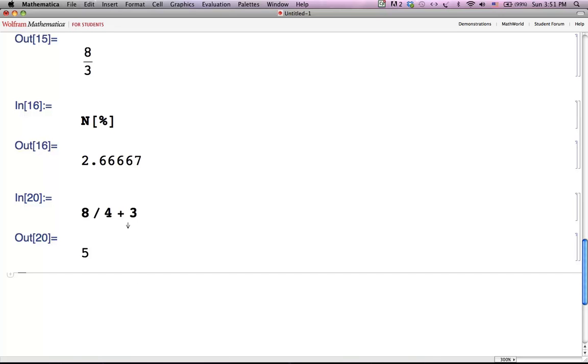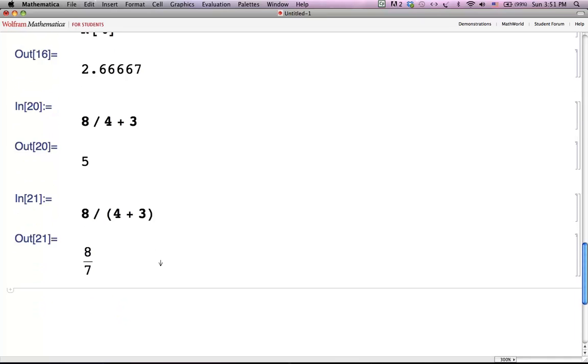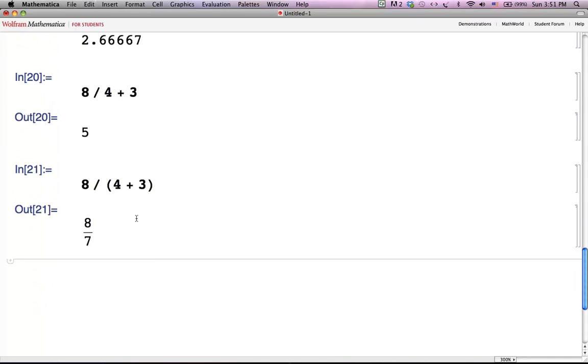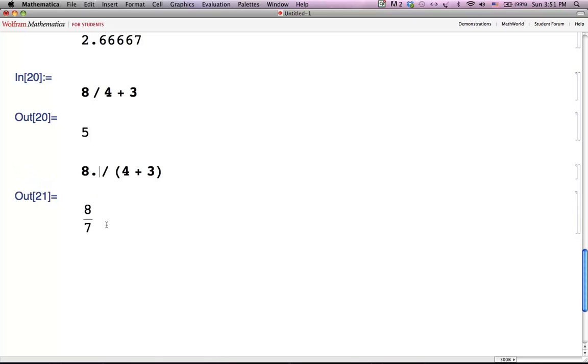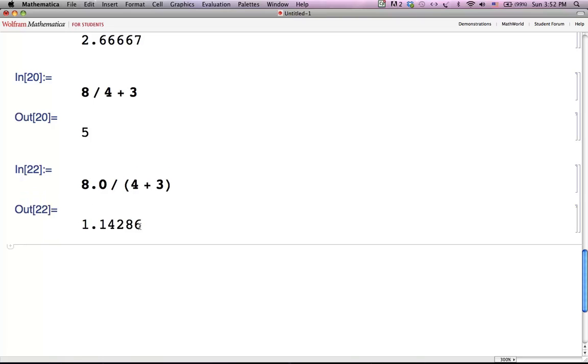So what if we wanted 8 divided by the quantity of 4 plus 3? Just like a calculator, we have to put parentheses around 4 plus 3. So this should be 8 over 7. And it is, and once again, if we want the numerical value for 8 divided by 7, we just have to add in a decimal or use the N command. But for this case, I'm just going to put in a decimal. And we get the numerical value of 8 divided by the quantity of 4 plus 3.